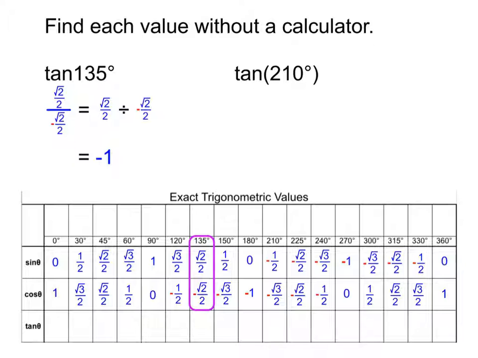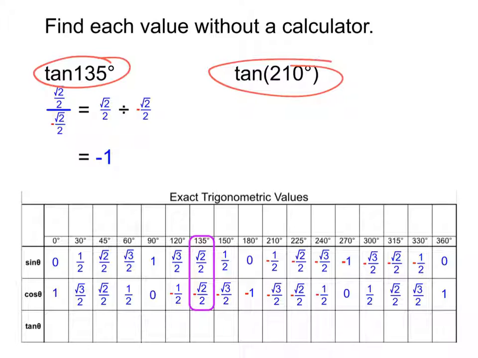Now, for the second problem there, we're doing tangent of 210 degrees. By the way, notice there was no parentheses in the first problem over here, around the 135. I do have parentheses around the 210. What does that change? Nothing. You can include the parentheses or not include the parentheses. It means the exact same thing. Why did I do it that way? Just to point out that it means the exact same thing.